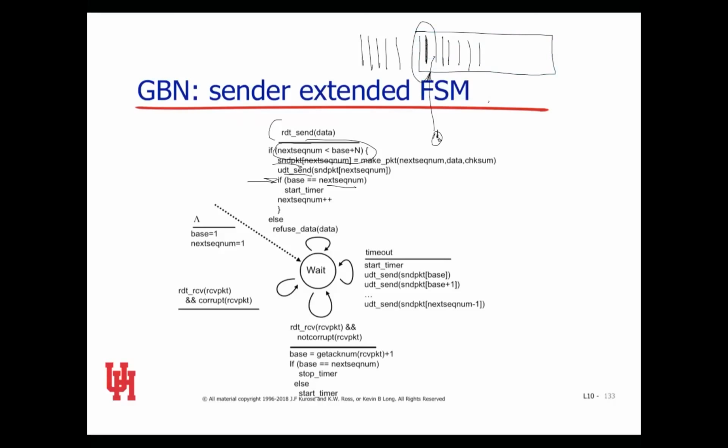Okay, so if I receive data and my next sequence number is outside my window, I don't have room in my window to send this. I've gotten something from the application that I can't send because they told me you can only have, whatever it is, 5 packets outstanding, and this would be something that would require 6. So you're going to refuse that data. Okay, that's going to keep you at this state, a waiting state.